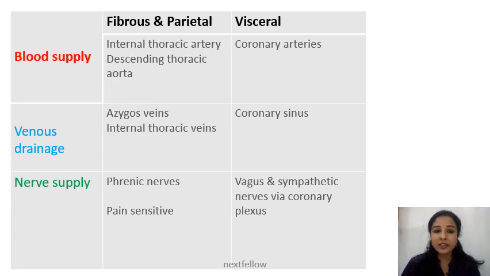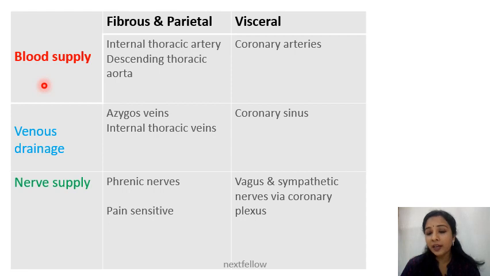Coming to the blood supply, nerve supply and venous drainage. We know developmentally the fibrous pericardium is from the somatopleuric mesoderm, that is the septum transversum. Serous pericardium has parietal and visceral layers. The parietal layer is again from the somatopleuric mesoderm, because it develops along with the body wall, whereas the visceral layer develops along with the heart myocardium. So the visceral layer is otherwise called the epicardium.